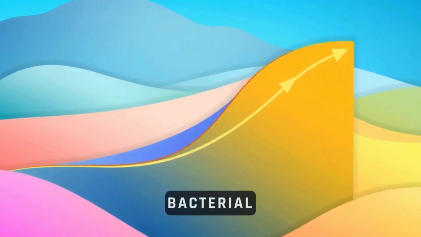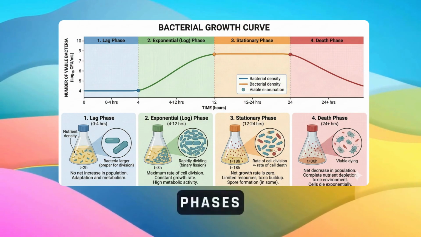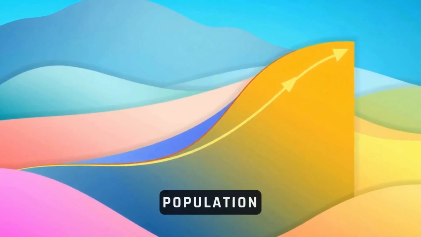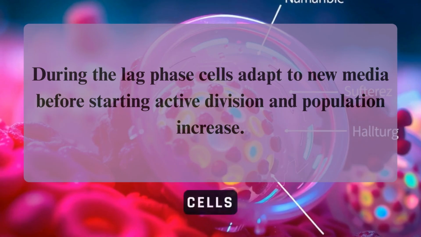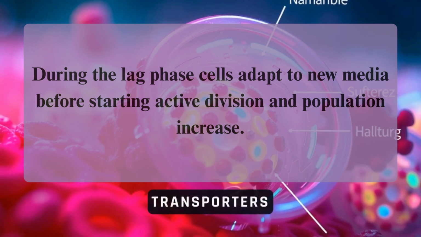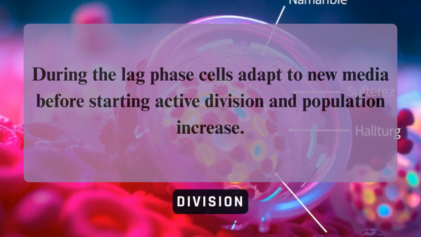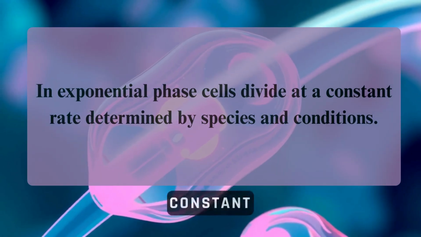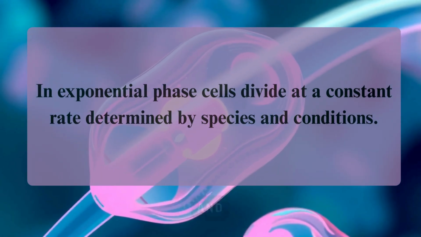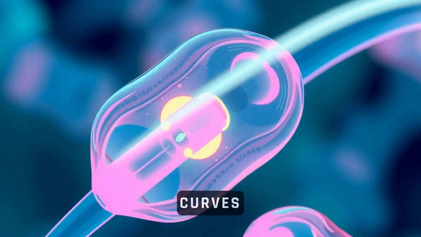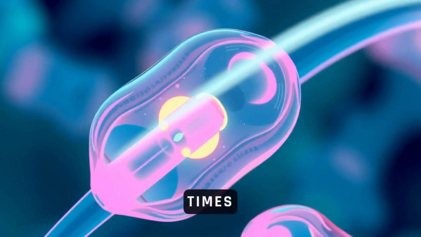In batch culture, bacterial populations follow 4 growth phases: lag, exponential, or log, stationary, and death, each reflecting physiological changes in the population. During the lag phase, cells adapt to new media, repairing damage and synthesizing enzymes and transporters required before starting active division and population increase. In exponential phase, cells divide at a constant rate determined by species and conditions, producing a steep, predictable upward slope on growth curves used to calculate generation times.